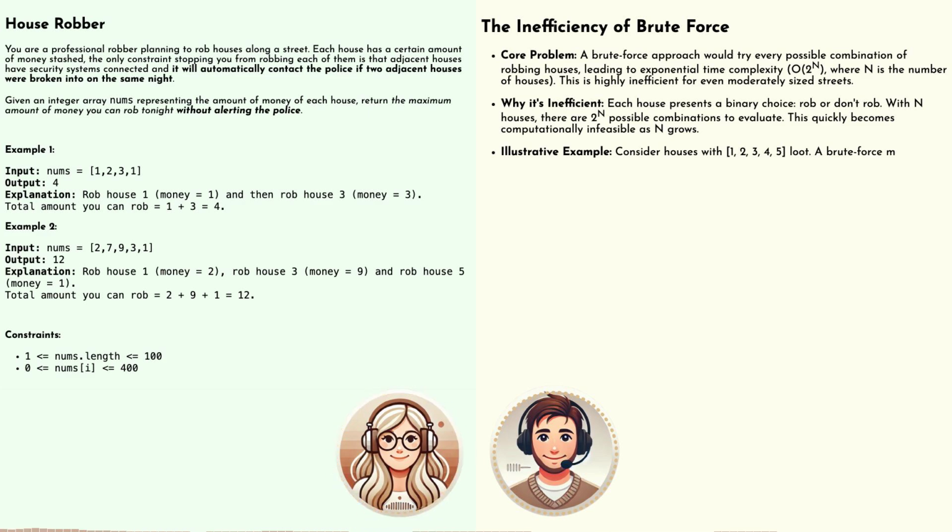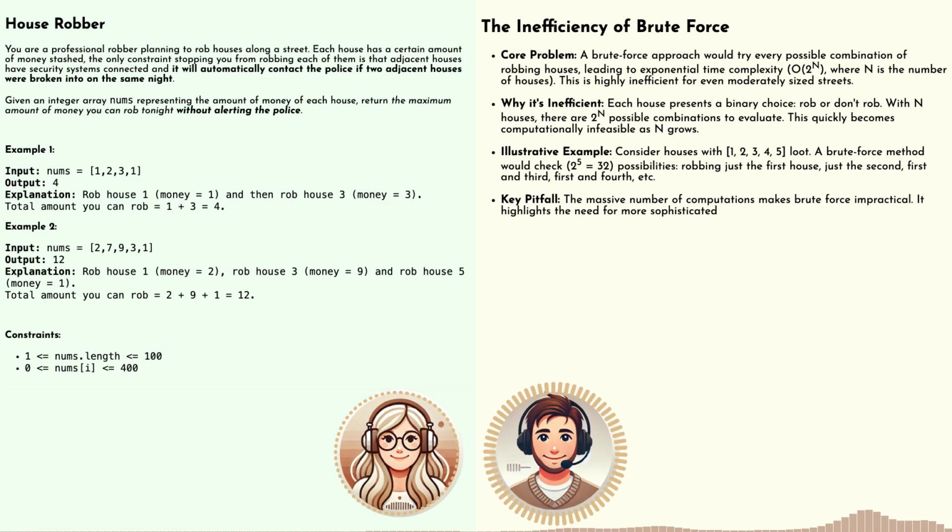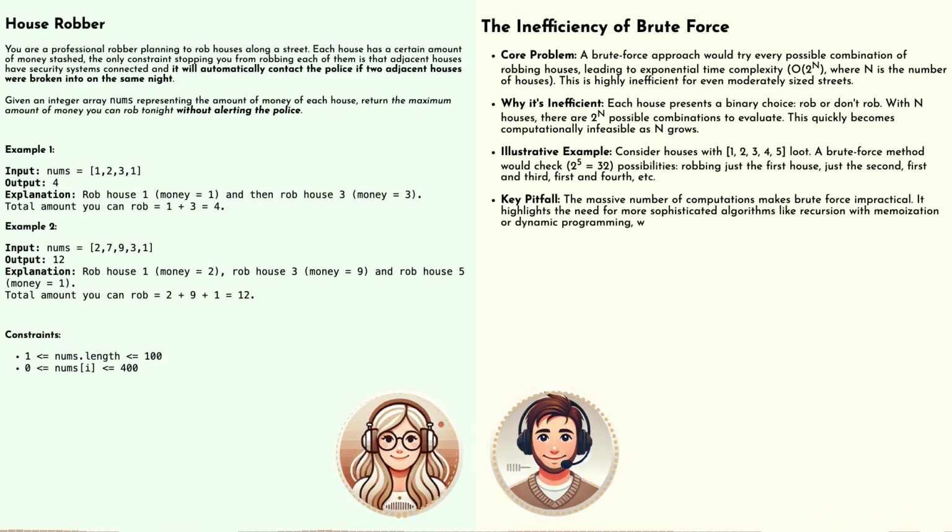How many combinations would that even be? If we have n houses on the street, a brute force approach would involve checking 2 to the power of n combinations. That's a lot of possibilities to sift through, and it quickly becomes computationally infeasible. As n grows larger, my computer would melt. So brute force is out the window. We need a smarter way.